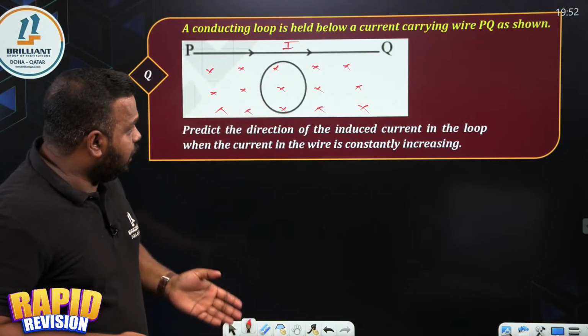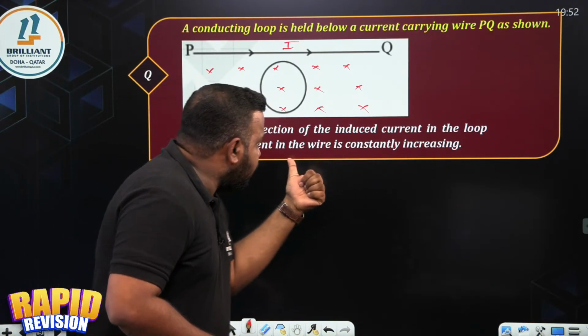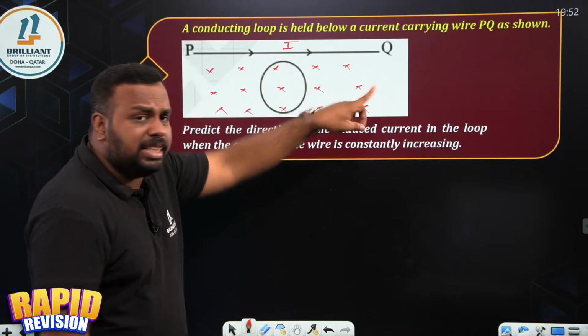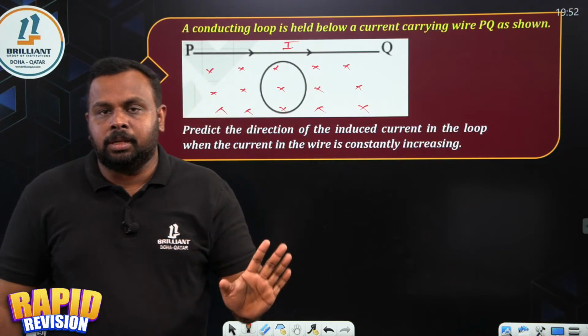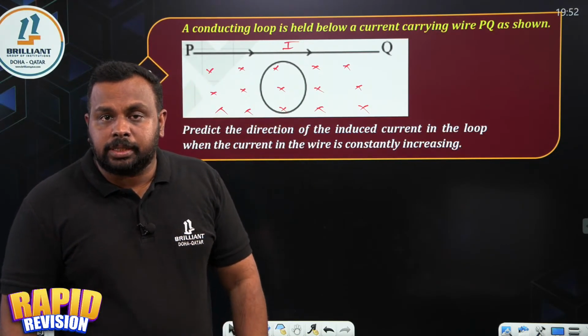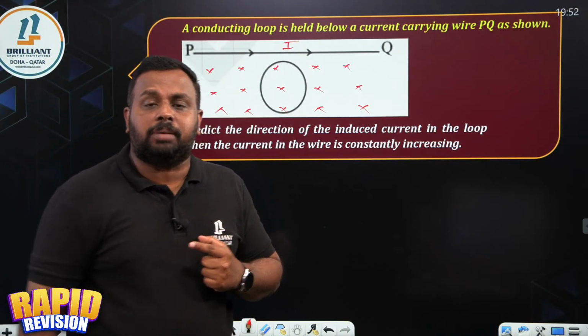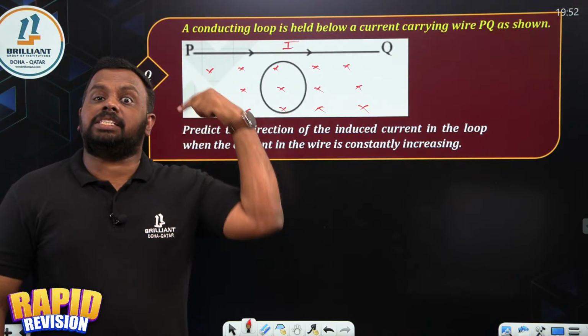I think this part is very clear. Now read the question carefully. Current in the wire is constantly increasing. So when current increases, think about it, what will happen to the field? Surely when current increases, the field will also increase. Field increases means flux is also increasing. Now, what is the cause of EMF? Flux is increasing. The cause of EMF is the increase in flux.